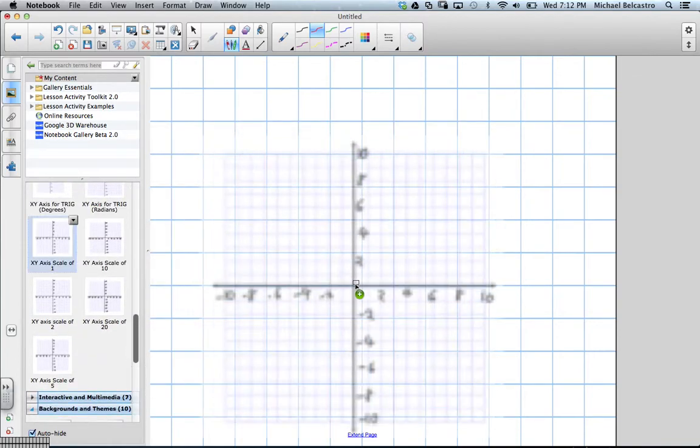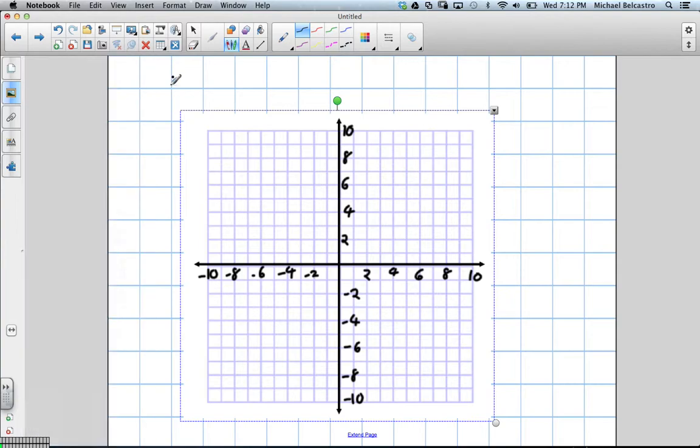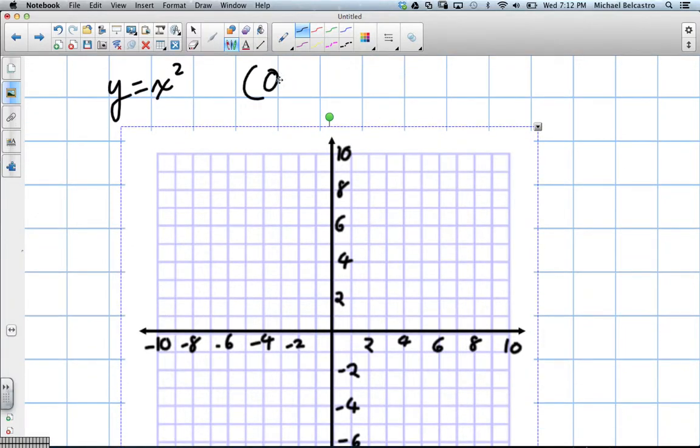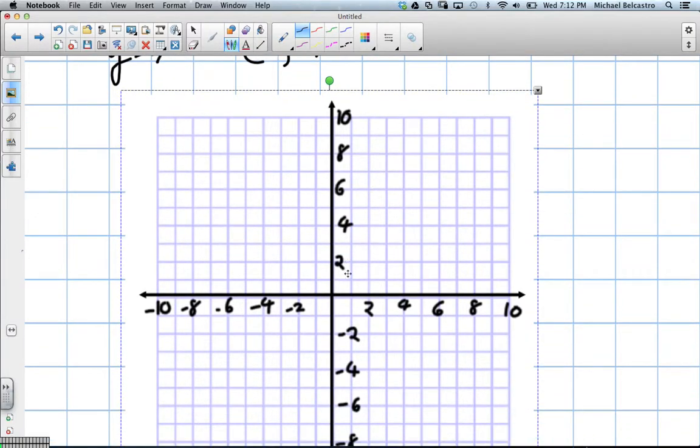Scale of 1. So that's similar to the other graph. We're writing y equals x squared. That's the original one, right? Well, like we said, the vertex of this one is at 0 and 0. So that means our vertex is right there.